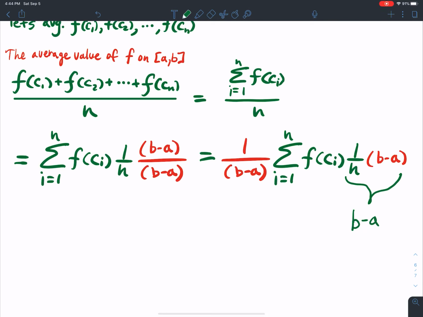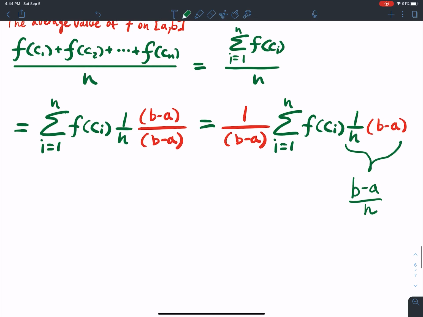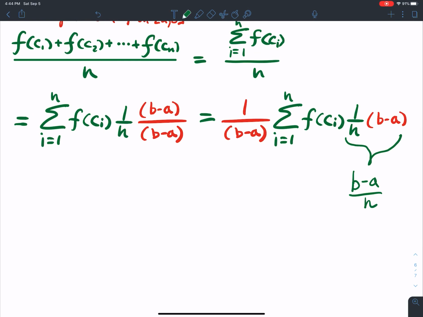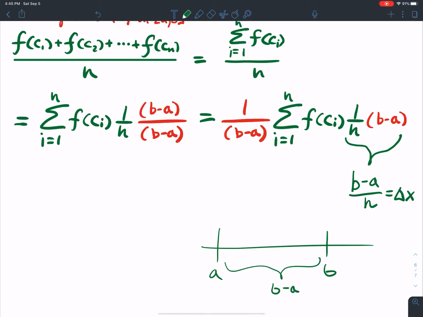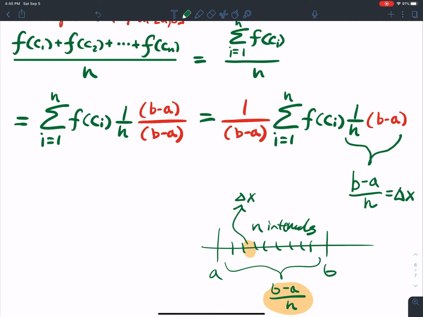Well, b minus a divided by n, if I had an equally spaced partition, would give me delta x. Okay? Remember, if I have an interval from a to b, to find the length from a to b, I do b minus a, right? And if there are n sub-intervals, then if I divide by n, that gets me the length of one of those intervals, and we call that width delta x. All right, so that's that definition we learned in a previous video. So pretty clever trick there.